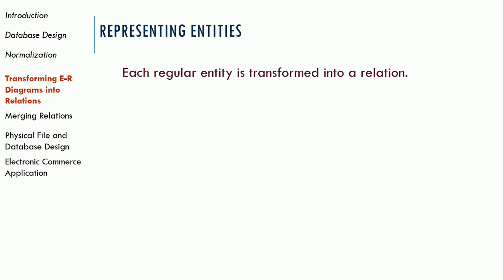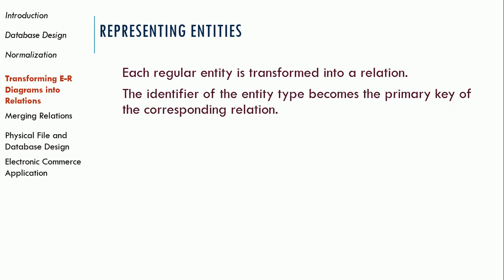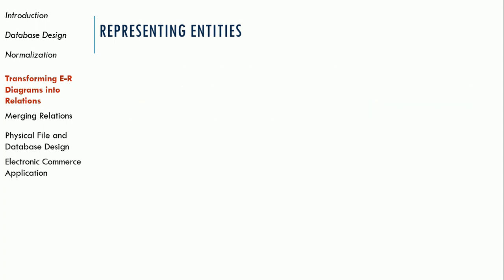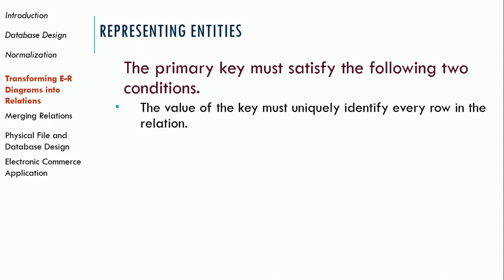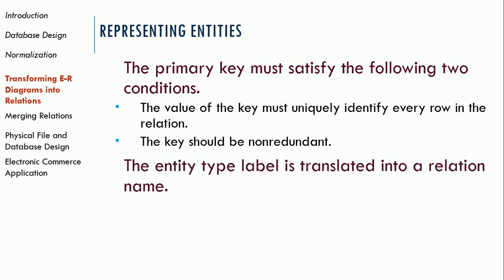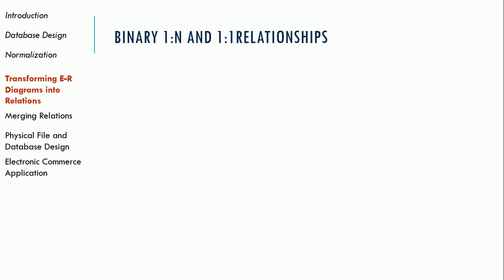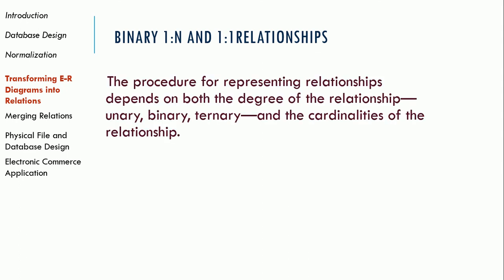So representing entities is pretty straightforward. Each regular entity is transformed into a relation for our database. The primary key must satisfy the following two conditions. The value of the key must uniquely identify every row in the relation, and the key should be non-redundant, meaning it will never repeat. So the entity type label is translated into a relation name, right? Like a table name. Really, when we say relation, we really mean tables, right? So we're just going to translate that into a table name.